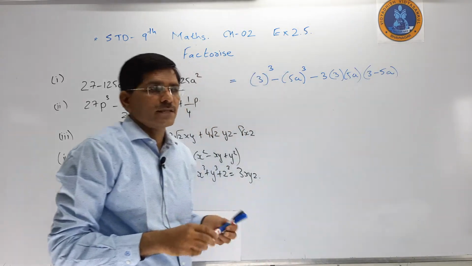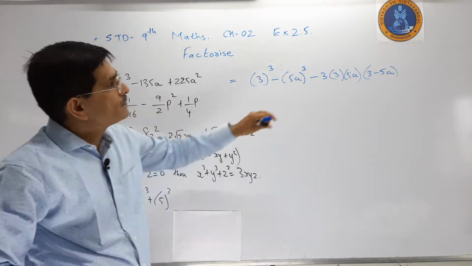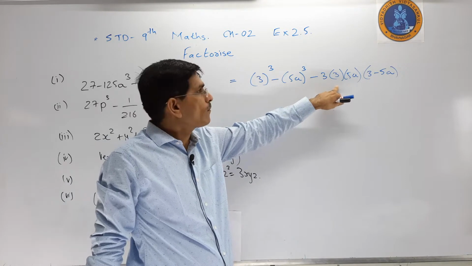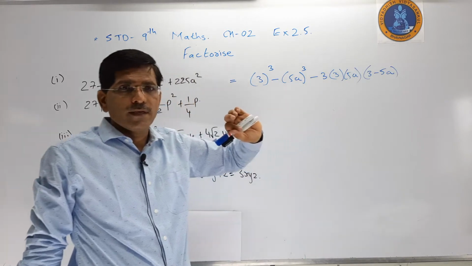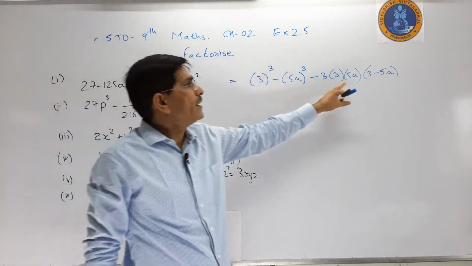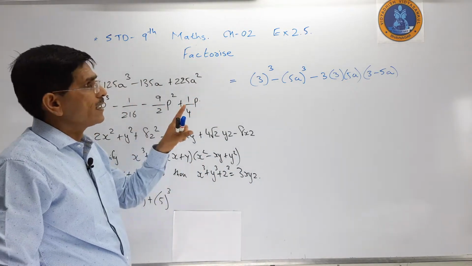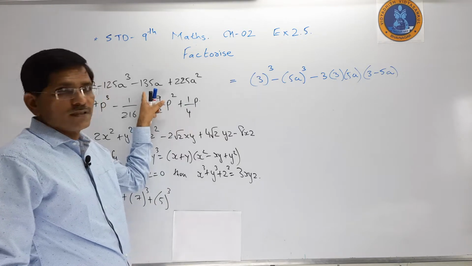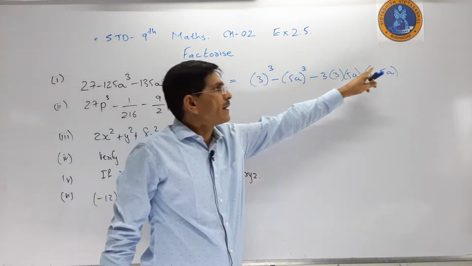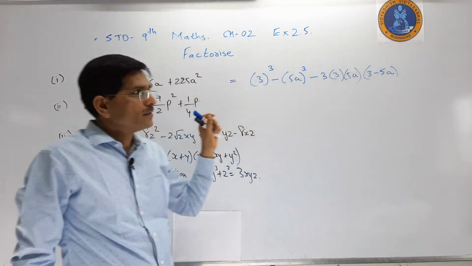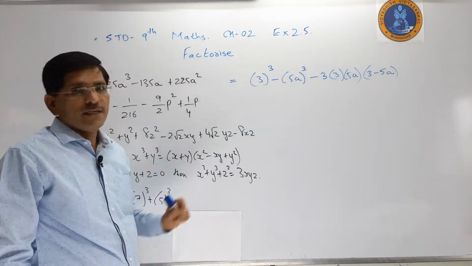Now you think, sir, here 135 and 225 are there. But 3 3s are 9, 9 5s are 45, 45 into a, that is 45a. 45 into 3, 45 3s are 135. So minus 135a, minus minus plus, again 45 5s are 225a.